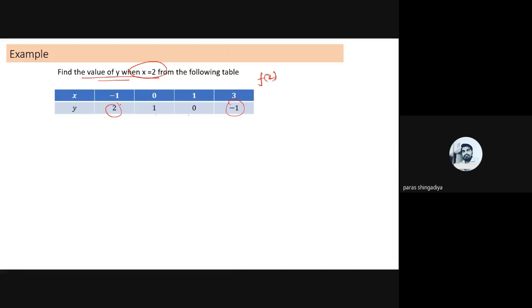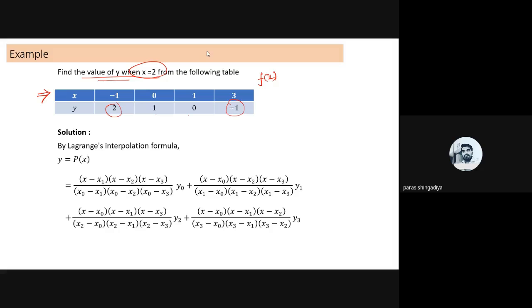formula. Okay, and why is it Lagrange interpolation? Because this is not equally spaced data. Okay, -1 to 0, that is 0 to 1, that is 1 to 2, that is not equally spaced data here. So therefore, we'll apply Lagrange interpolation, otherwise Newton divided difference. Okay, so here we'll apply Lagrange interpolation. So first we'll define this formula for this data.